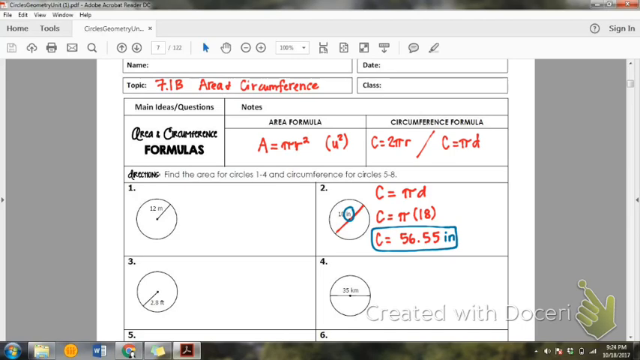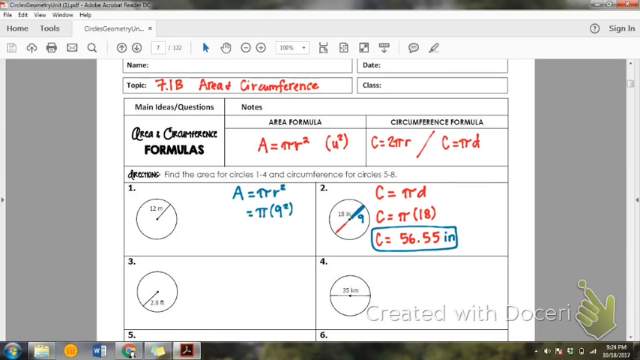Okay. For the area, we know our formula is pi times r squared. Now if we look at this example, they gave us the diameter, right? And if we know the diameter, remember the diameter is double the radius. So if the whole thing is 18, then half of it is 9. So we know our radius is 9. So I have pi times 9 squared.